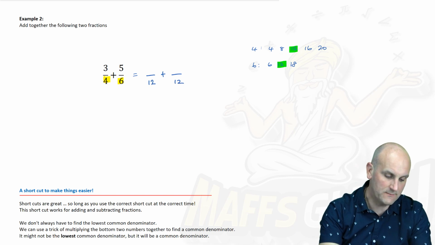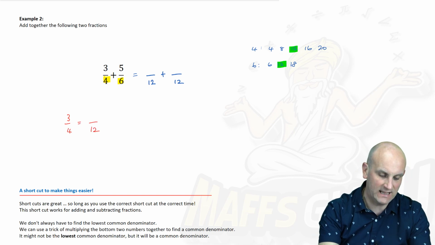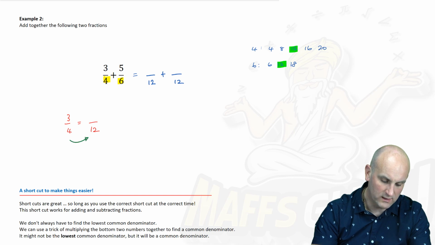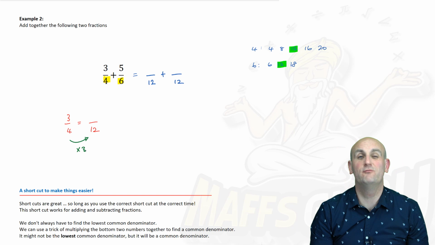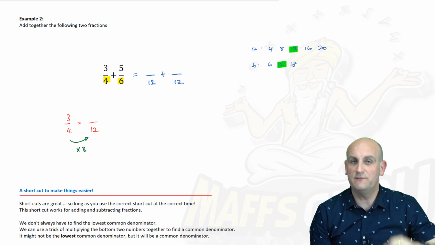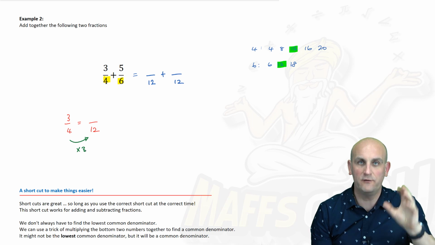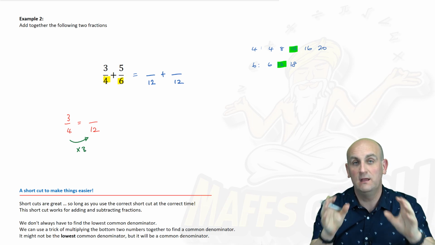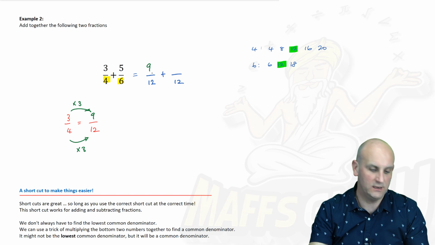Right, let's go back. So 3/4 has to become something on 12. How do I go from 4 to 12? Times by 3. And this is where your times tables come in really, really handy. You're never going to add things to the bottom, and you're never going to add things to the top. It's always, how do I go from one number to the next number, timesing them together. So times the bottom by 3, we have to times the top by 3 to give me 9. And so there we go, we have 9 on 12.